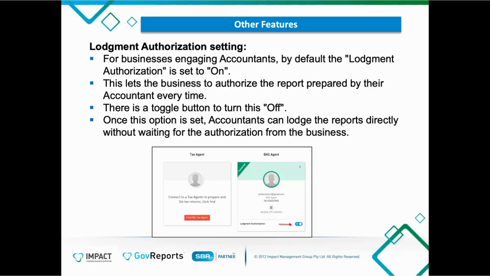So for example, if they are using it for single touch payroll and you have the 12 months authority from your client, then you are able to turn off that lodgement authorization so that it's not asking you to do that all the time. Whereas again, if it's for tax and BAS and what have you, you can have that left on. So again, it reminds you to make sure that you get the authorization from your clients. So that is certainly one of the things that you have access to as their agent.